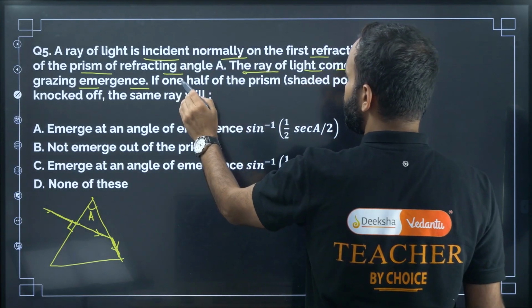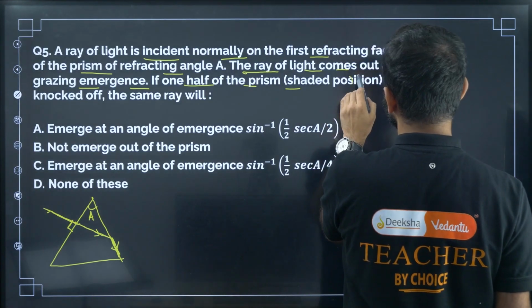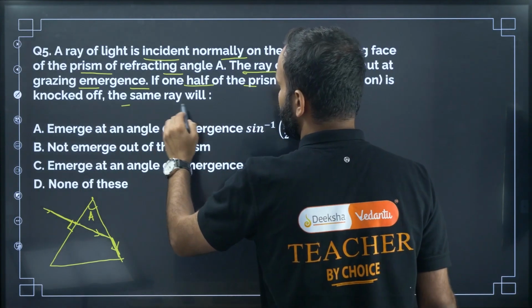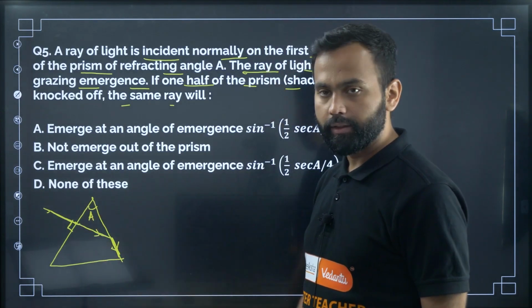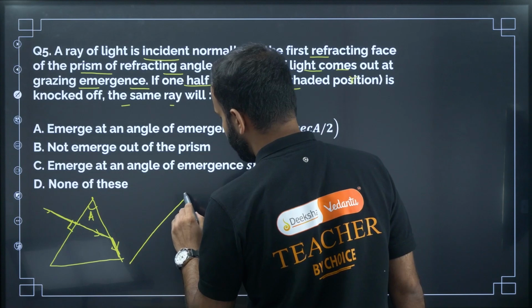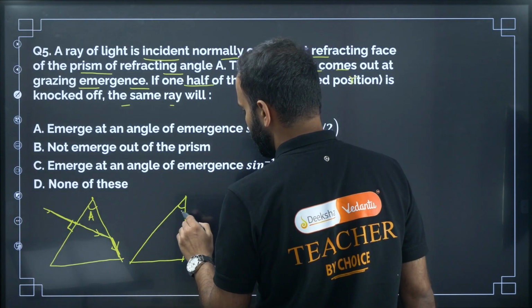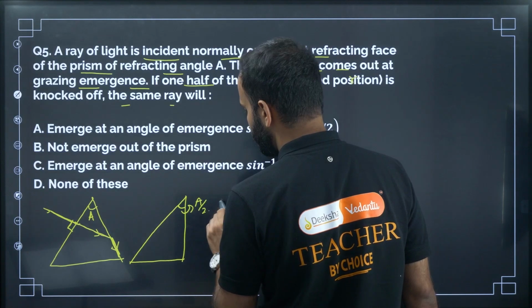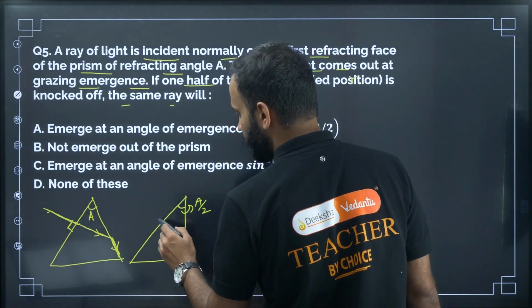Okay, if one half of the prism, shaded portion, is knocked off, the same ray will... one part of the portion is knocked off. Again, let us redraw the diagram like this. Here refracting angle is A by 2, that is angle of prism.